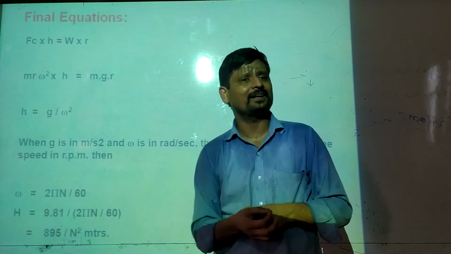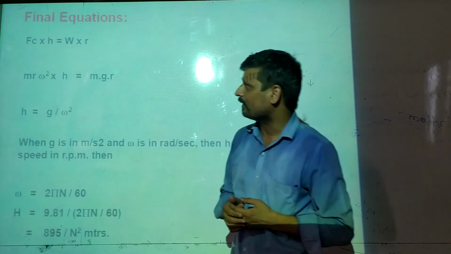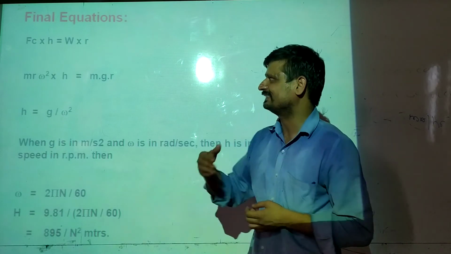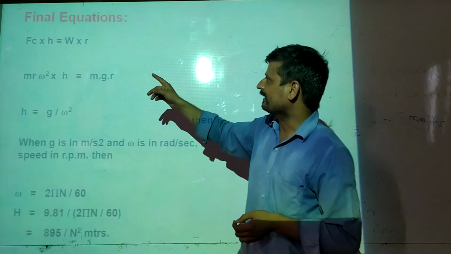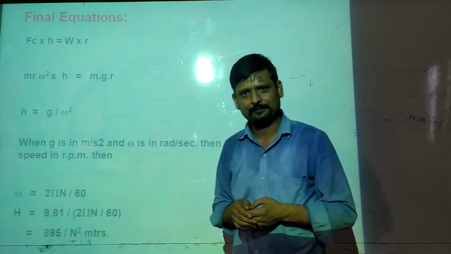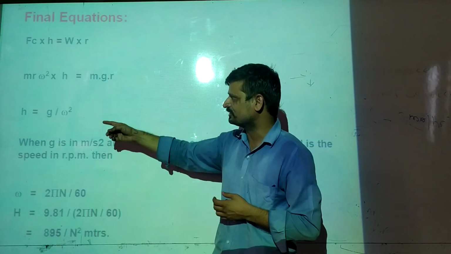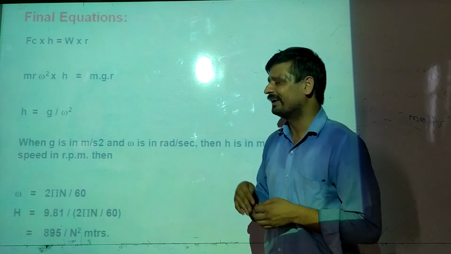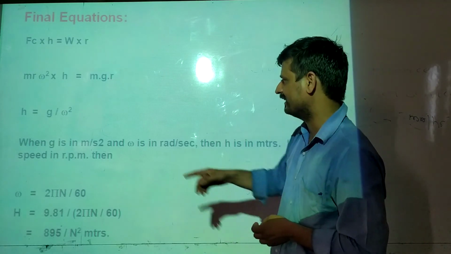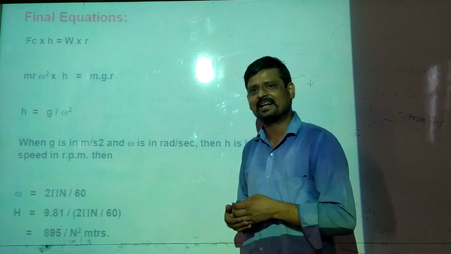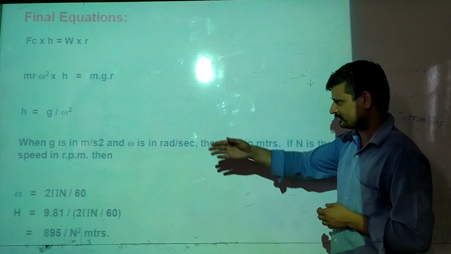Now we know the mathematical expression for centrifugal force Fc is m r omega square. m is the mass of a fly ball, r is the radius of rotation, omega is the angular velocity, and capital W can be written as m g. On solving it, we have the final expression h equal to g by omega square. Here g is the acceleration due to gravity, taken in meter per second square, omega is taken in radian per second, and h is in meters.